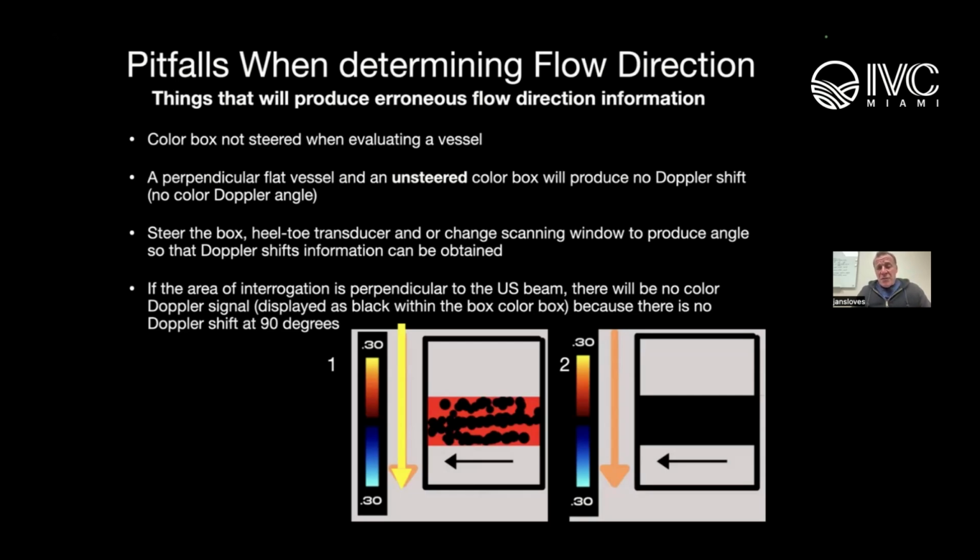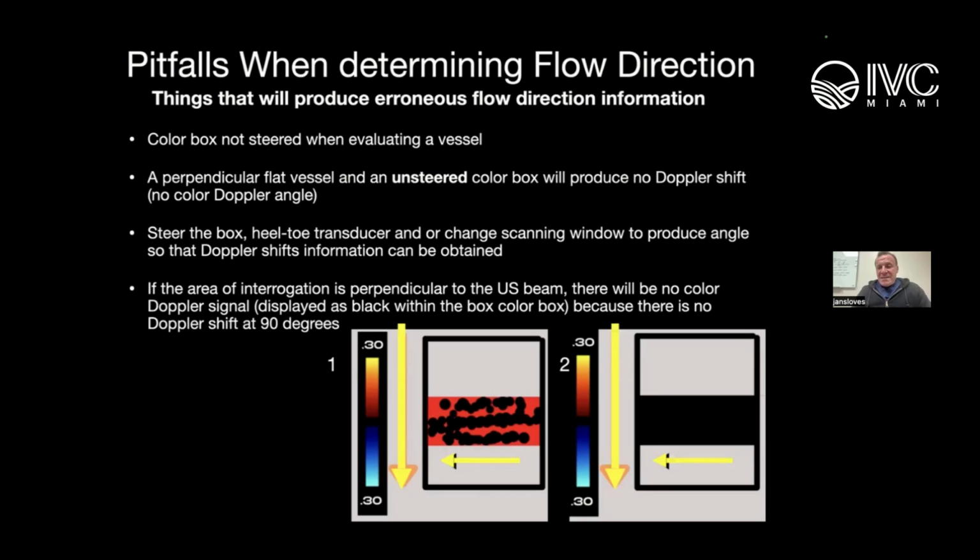Just to further hit home this point, it's about steering the box, heel toe the transducer. If you're having difficulty, change your scanning window. You need to be able to produce that angle so you get your Doppler shift, whether it's color or pulse Doppler. You need that information. In the area of interrogation, as you can see in the schematic, when it's perpendicular to the ultrasound beam, there will be no color Doppler signal, and you're not going to get the information that you need, because there is no Doppler shift at 90 degrees.